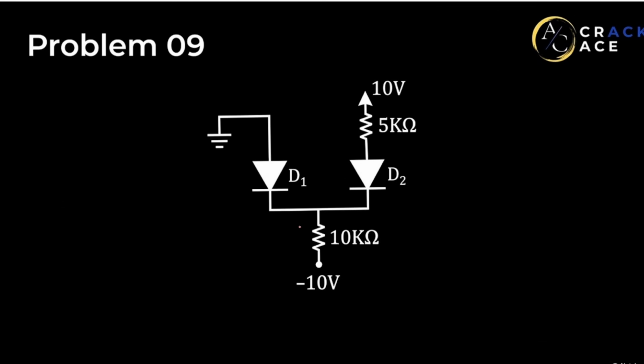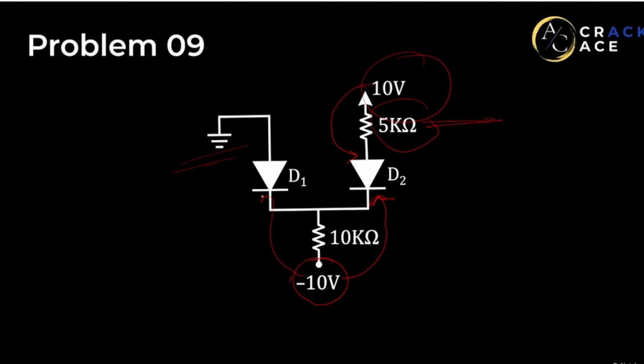Now this is the next question. You can take an assumption here: this is minus 10 volt, here it is ground, here it is plus 10. Although there is a resistor connected here, this will affect the anode, and this is affecting the cathode. This is also affecting the cathode, in direct connection to the cathode.